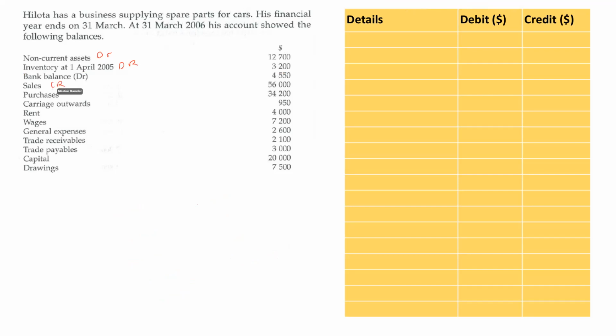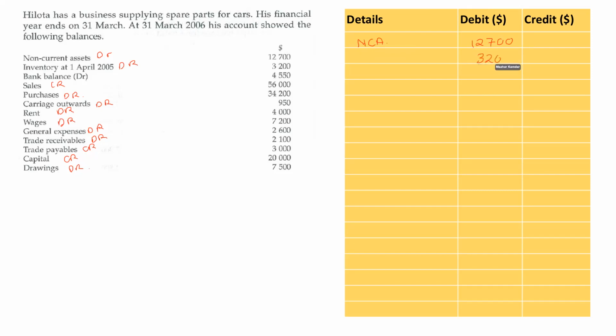Sales, credit, purchases, debit, carriage outward expenses, debit, rent expenses, debit, wages expenses, debit, general expenses is expenses, debit, trade receivable is your asset, debit, trade payable is your liability, credit, capital always, credit, drawings, debit. Let's put the figures. You all will mention the headings also. I am writing it in short form, but you all are supposed to use the full forms.